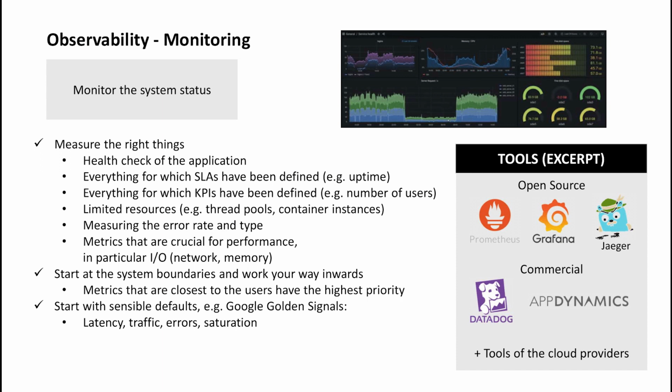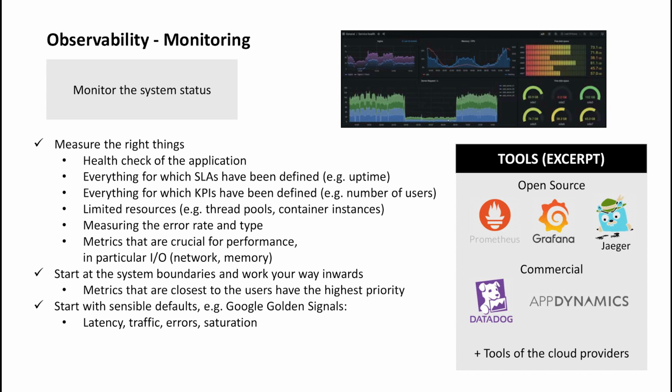Measure the error rate and the type of error that has occurred. This information gives you an indication of whether your system has a problem. The error rate is more informative here than the number of errors, as even a small number of errors can indicate a fundamental problem with a low load on the system.